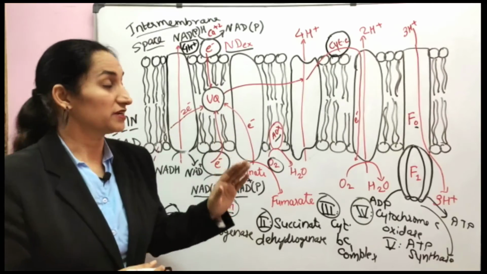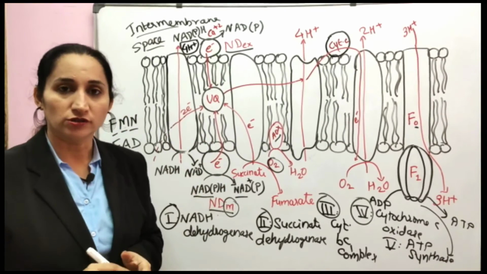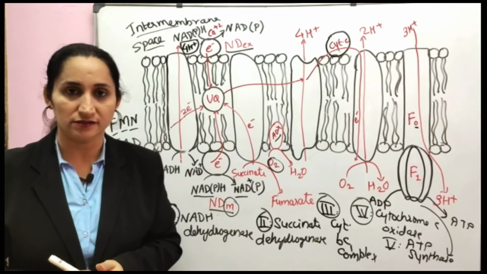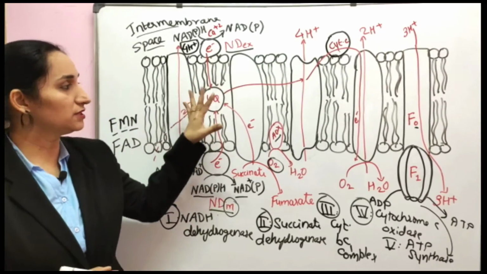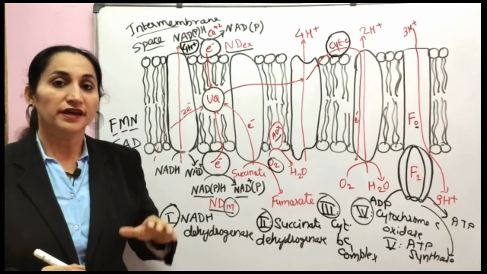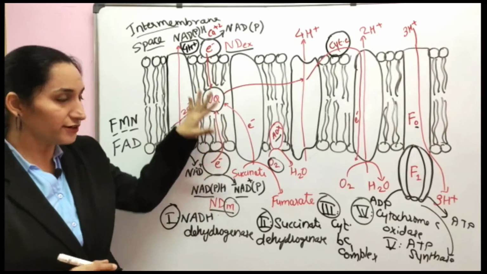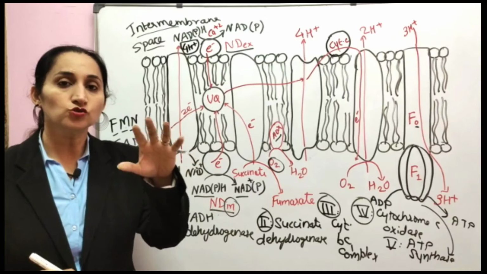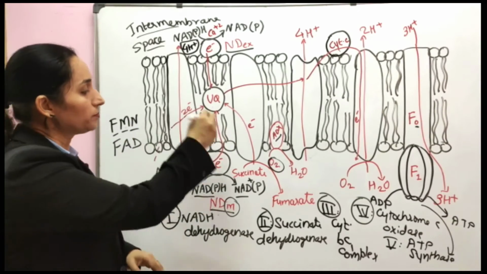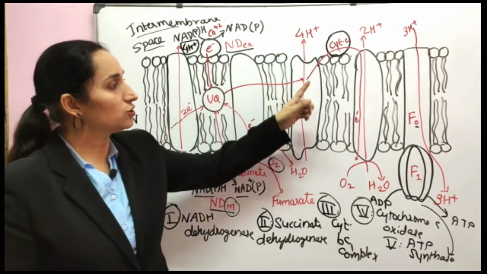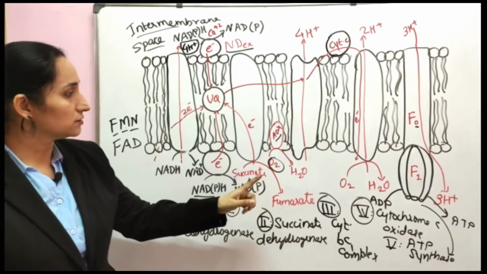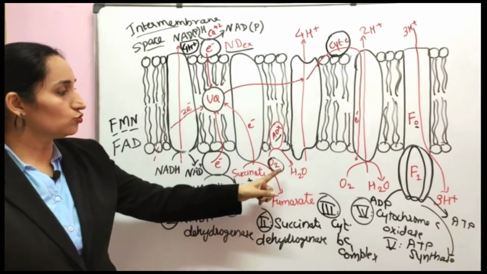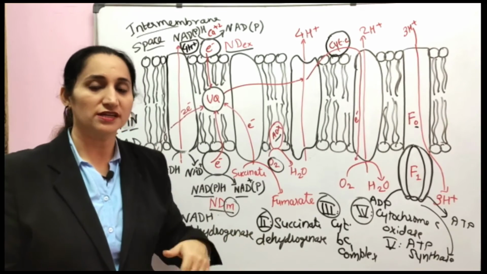Let us see what is ubiquinone. Ubiquinone is actually a small lipid soluble electron and proton carrier. It lies in between the inner membrane. It can diffuse within the hydrophobic part of the inner membrane. It serves to transfer electrons from dehydrogenases to either complex 3 or to AOX. What is AOX? That will be discussed later.